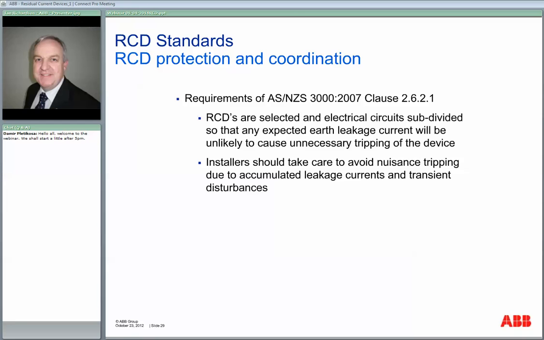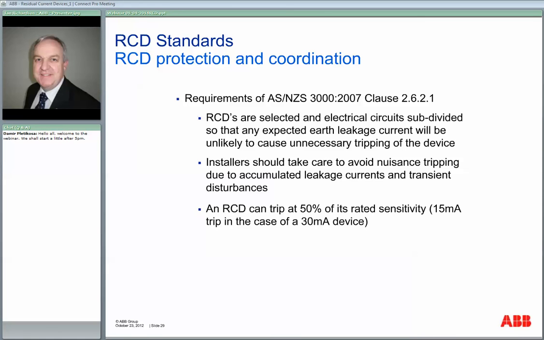The clause, this is actually straight from the standard. Installers should take care to avoid nuisance tripping due to accumulated leakages, and I'm sure we're all well aware of the accumulated leakages and some of the problems that they can cause. As you saw on the previous slide, RCDs can operate as low as 50% of their sensitivity value, so we need to be mindful of that.